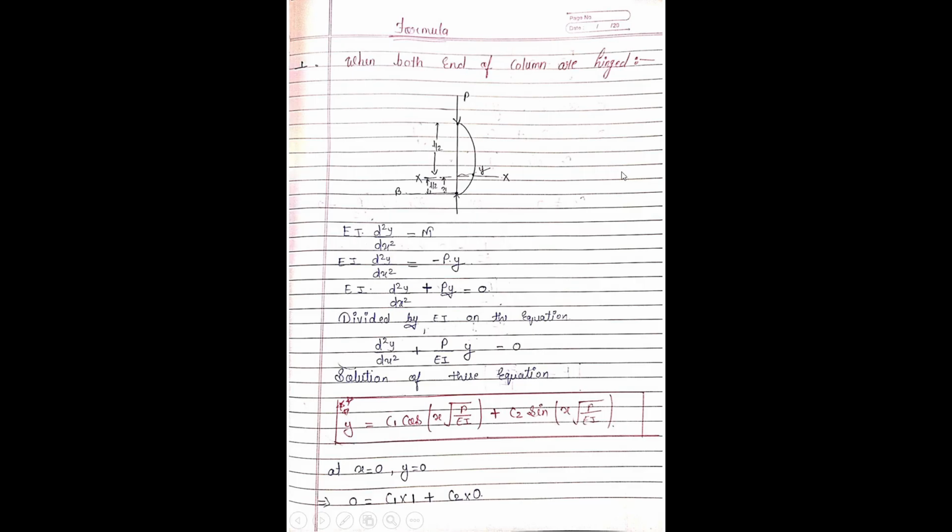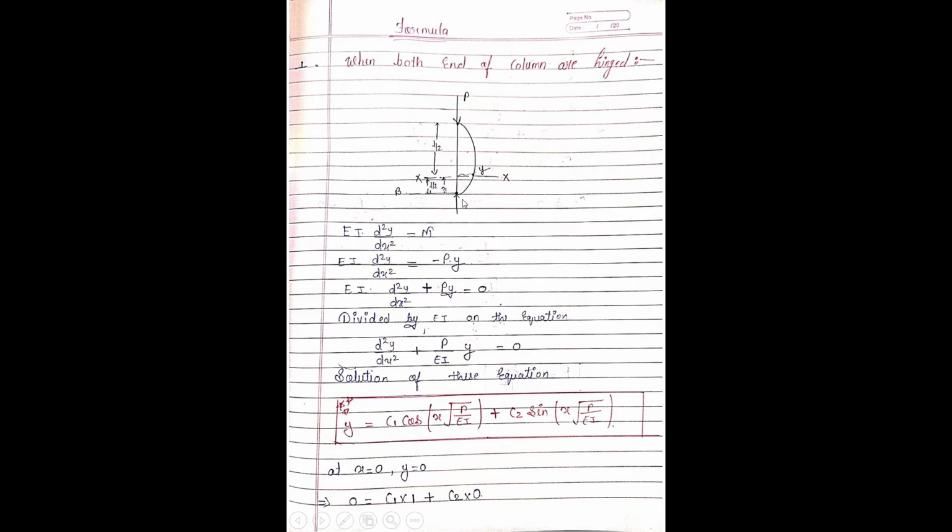The first condition is when both ends of the column are hinged. Here we are considering a line diagram of a column, and a compressive load is applied at both ends of the column, and these two ends are hinged. Suppose we are considering a section XX at a distance x from the lower end.